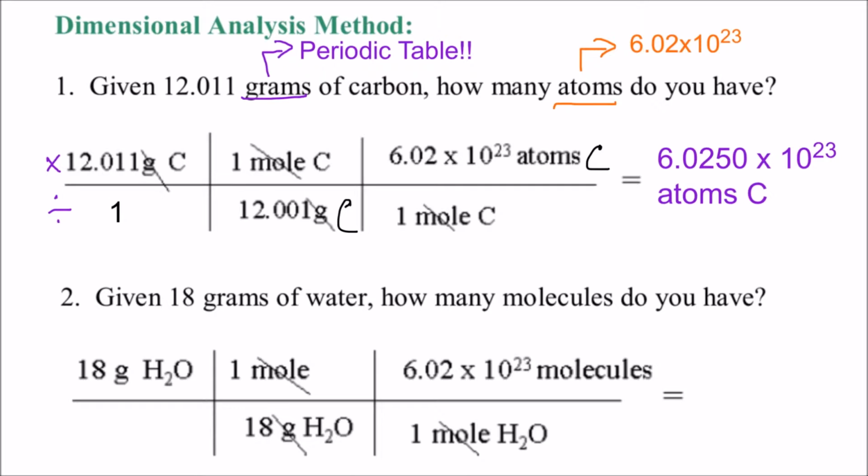Okay, the next one here, I've actually already placed all of the information in here. I want you to go ahead and multiply across the top and divide along the bottom. We are trying to get from 18 grams of water into molecules of water. Okay, we said the word grams and we said the word molecules. So you figure out what that means.